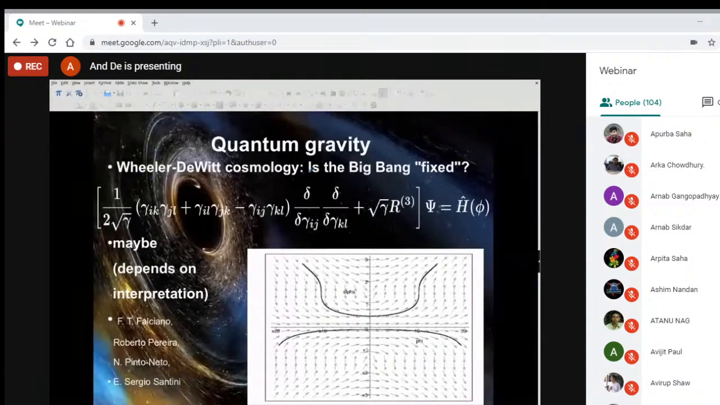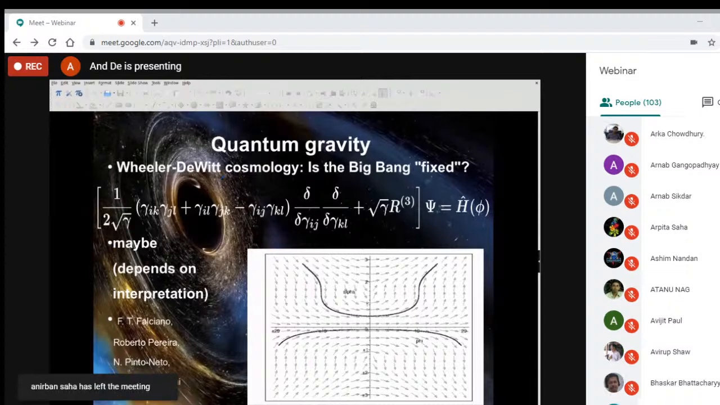Let's look at Wheeler-DeWitt cosmology. And the question then in this old Wheeler-DeWitt theory from the 1960s is, is the Big Bang fixed? Well, there's this equation. It is called the Wheeler-DeWitt equation. Here's the wave function, the quantum mechanical wave function. This is the Hamiltonian of the matter field. Remember, there should be matter.